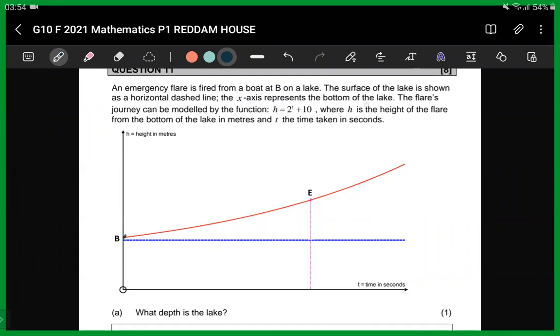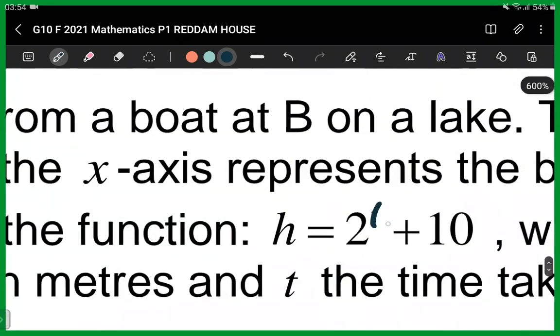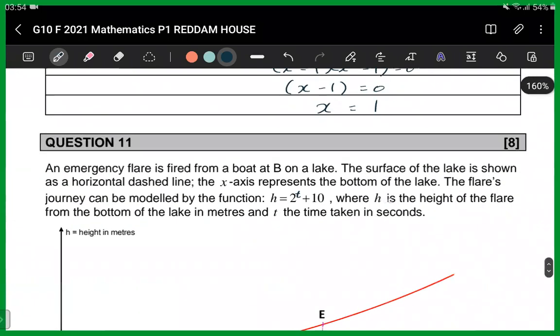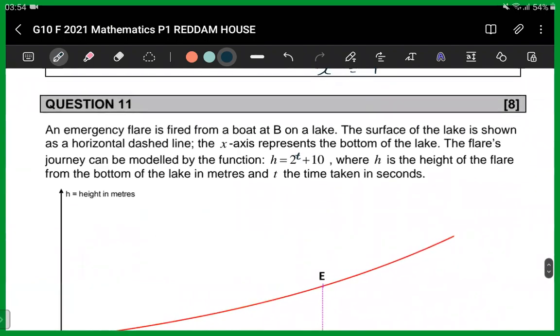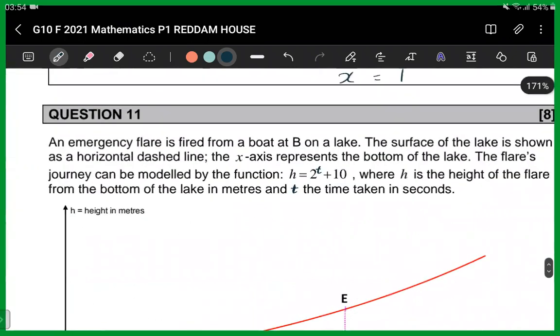And then it says here, the flare's journey can be modeled by this equation. Clearly, this equation is an equation of an exponential graph. And then it says here where h is the height of the flare from the bottom of the lake in meters, and t is the time taken in seconds. So just keep in mind, this is just an exponential graph.